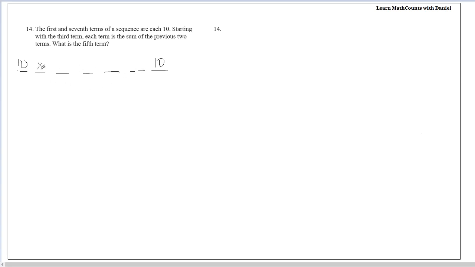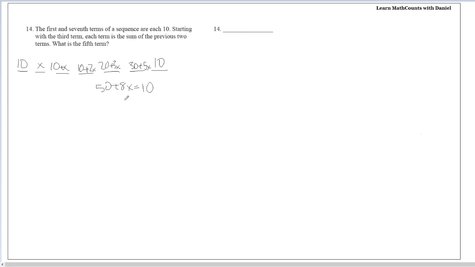So if we have x, then the third term is the sum of the first term and the second term, so it is 10 plus x. And then the fourth term will be 10 plus 2x, the fifth term is 20 plus 3x, and then the sixth term will be 20 plus 5x. And if you notice, by this pattern, the seventh term would be 50 plus 8x. But we also know that this equals 10.